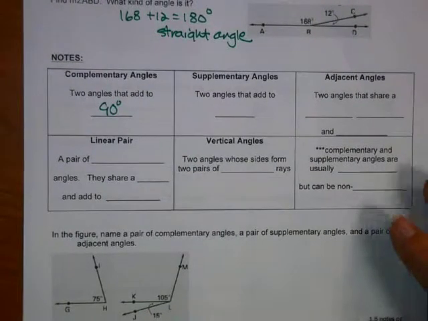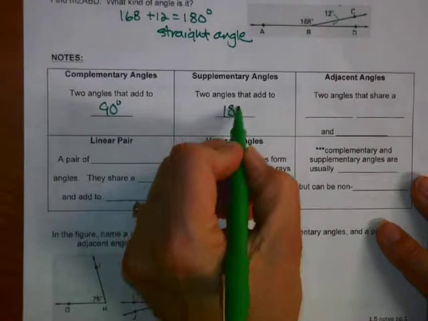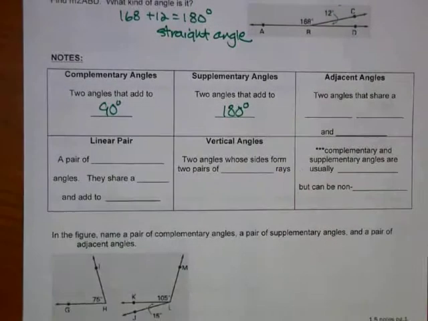Supplementary do what? Now, I used to have trouble memorizing which was which. Did I tell you how I do that? 90 is smaller than 180, right? Yep. C comes before S in the alphabet. That's how I remember. C comes before S, 90 is smaller than 180. So it's just a little trick to help you remember if you need it.